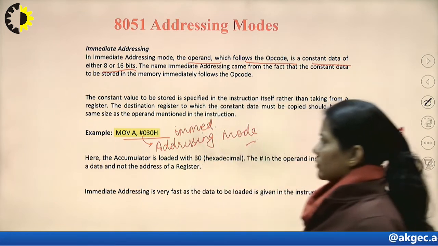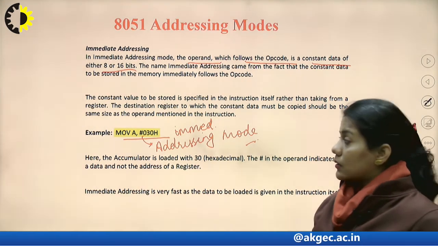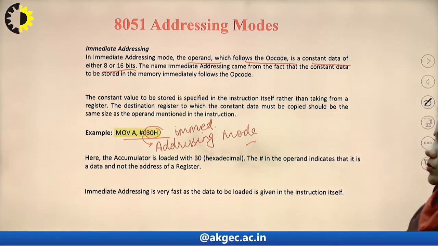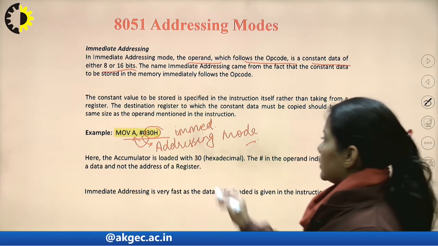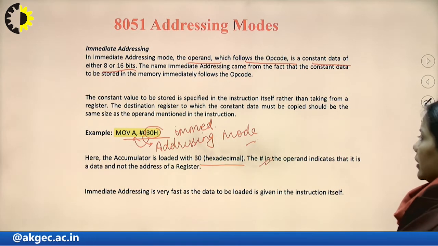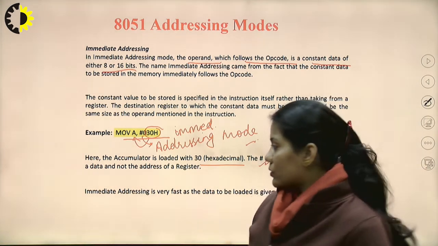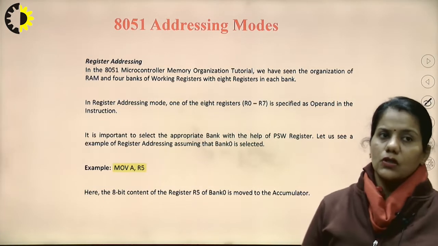So the presence of hash in the instruction represents that the data over here is the direct data, and this has to be moved to the accumulator. So here the accumulator is loaded with the 30, that is the hexadecimal number, and hash in the operand indicates that it is the data and not the address of the register. This is the immediate data. So immediate addressing is very fast as the data is given in the instruction itself.